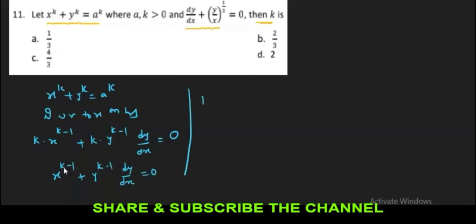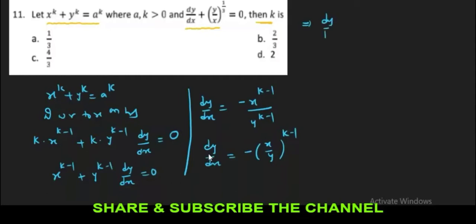Now find dy/dx here. dy/dx equals minus x^(k-1) / y^(k-1). Now dy/dx equals minus (x/y) whole to the power k-1. If you interchange numerator and denominator for the right-hand side part, the power sign will be changed. Then this k-1 will be changed as 1-k.